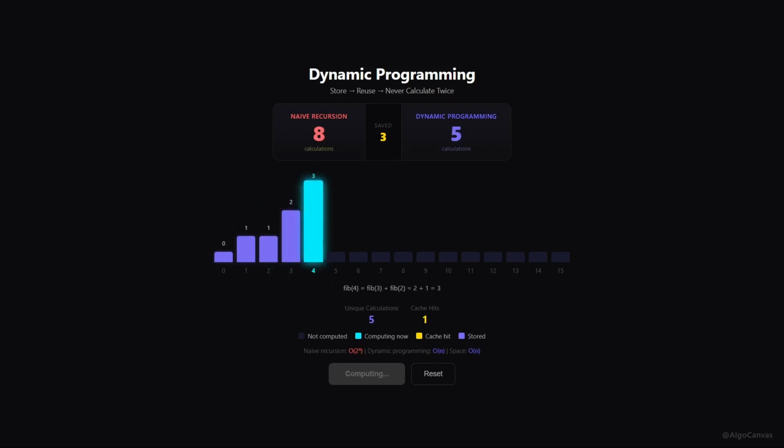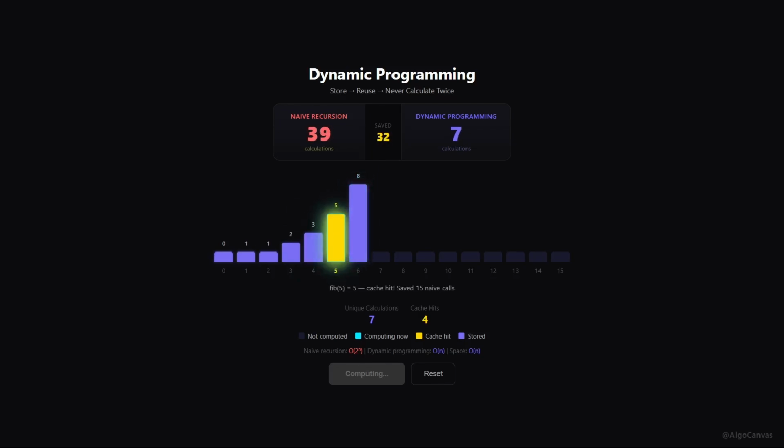Take the Fibonacci sequence, where each number is the sum of the two before it. Compute it the naive way, and the same values get recalculated over and over. Fibonacci of 15 alone explodes into more than 1900 calculations. That is O(2^n). Exponential. Every number you add doubles the work.